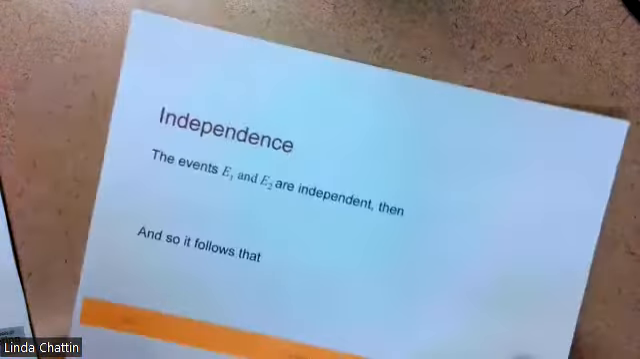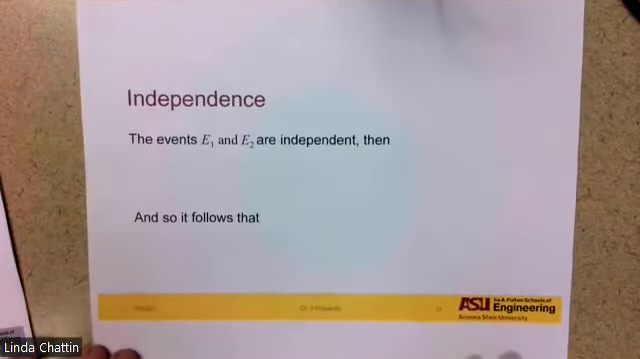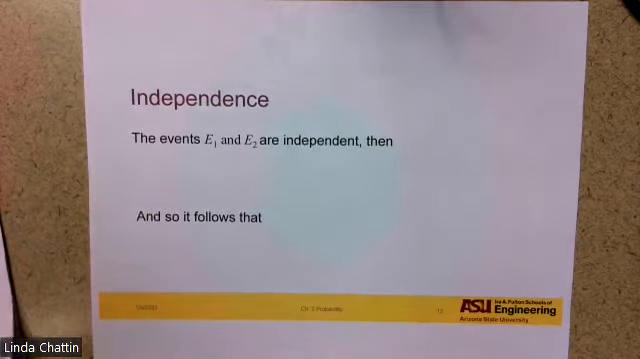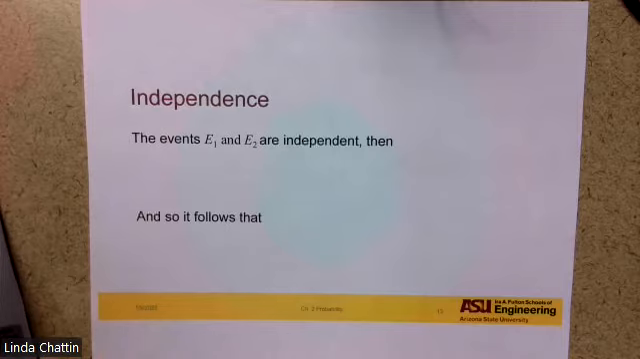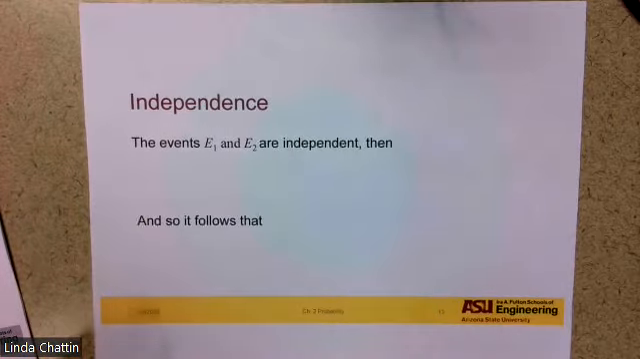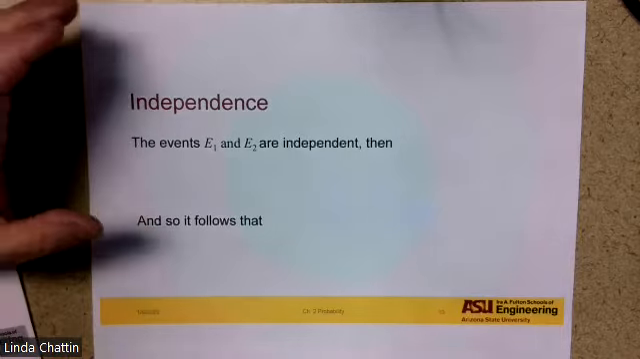Okay, the next slide is something called independence, and independence is something that we like a lot in probability because it makes things so much easier. If you don't like E sub 1 and E sub 2, you can call them A or B. But if E1 and E2 are independent, what does independence mean? Let me define that first.